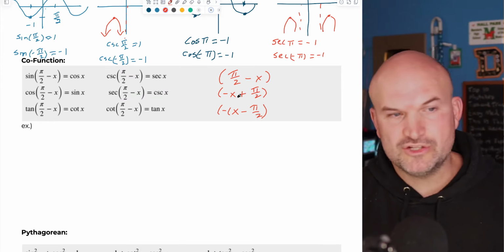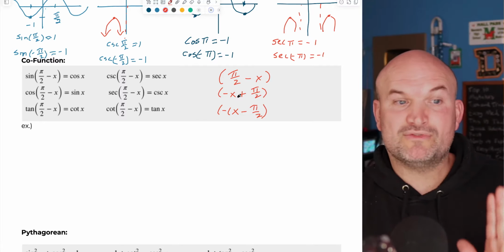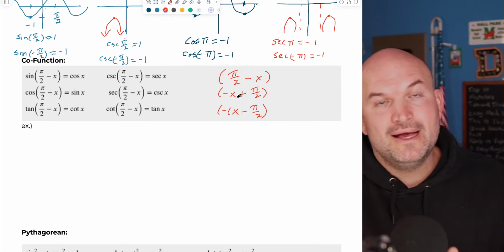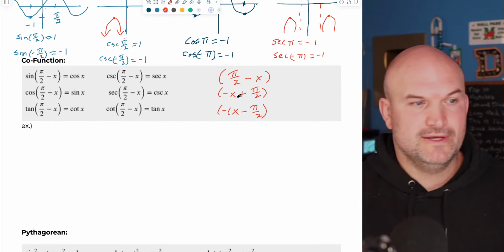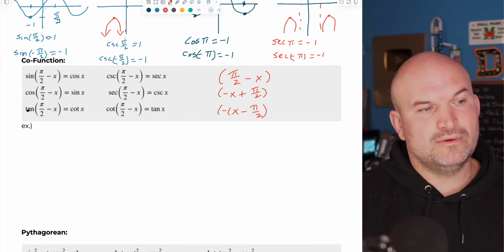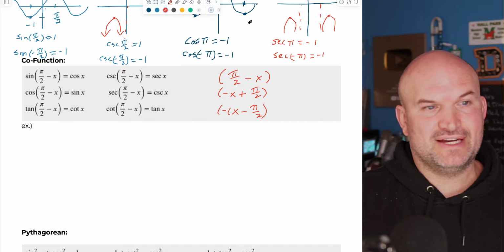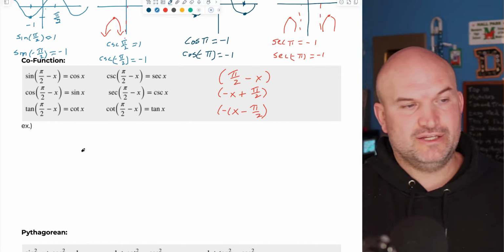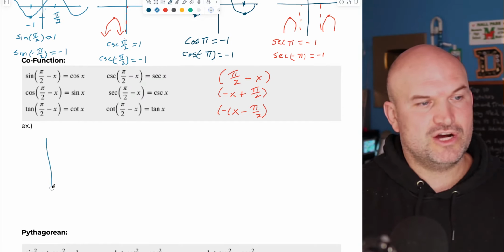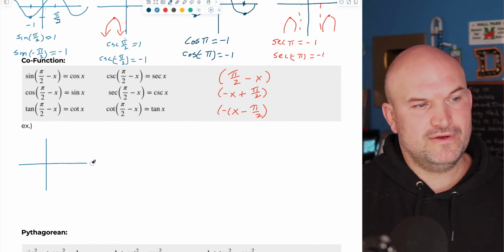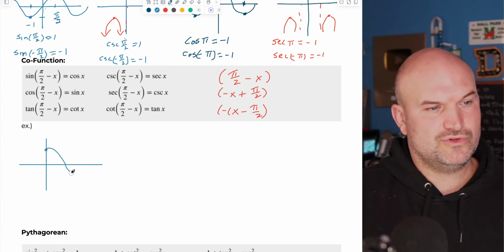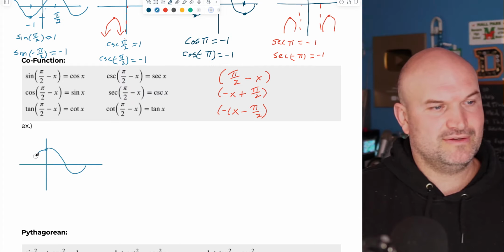So what's actually happening to the graph? What we're doing is we're reflecting it about the y-axis, and then we're shifting it pi halves to the right. So again, let's take a look at the sine graph and see how this works. How can we see that the sine of pi halves minus x is going to equal cosine? Let's just draw a quick little sketch of this sine graph.